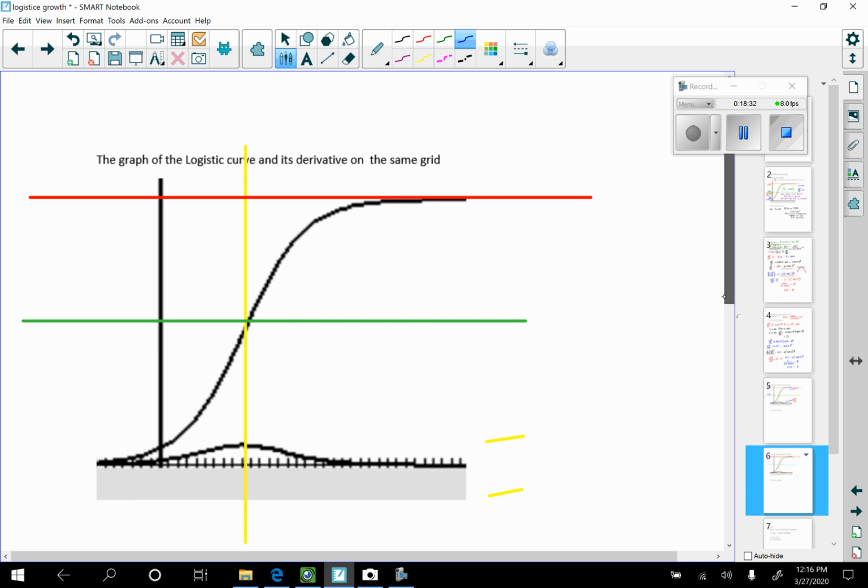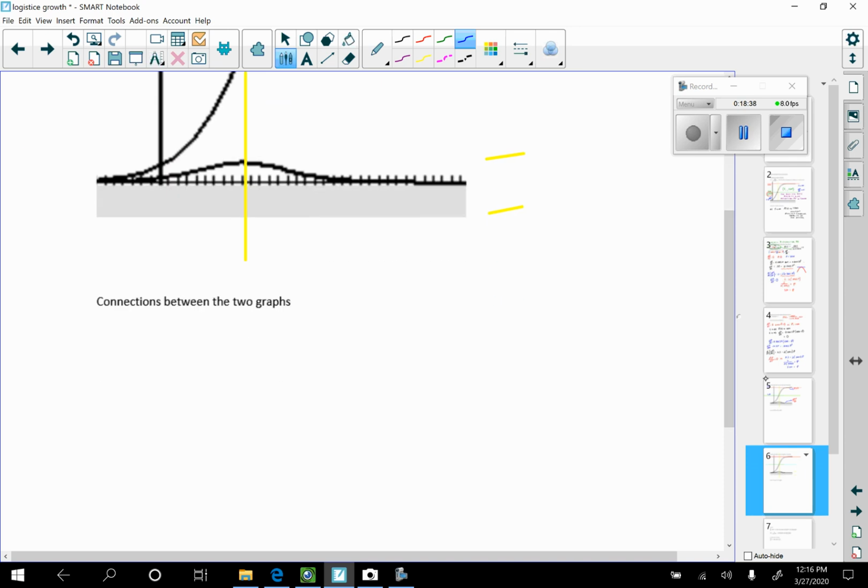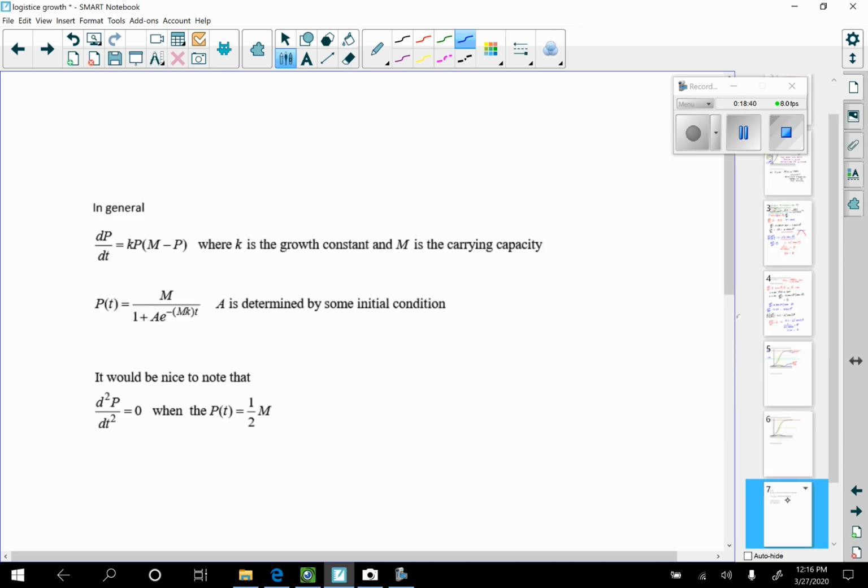Same thing I have here. We looked at the connection of the two graphs. So let's make a general consensus here. In general, I've got some constants here. Now this is the differential equation.